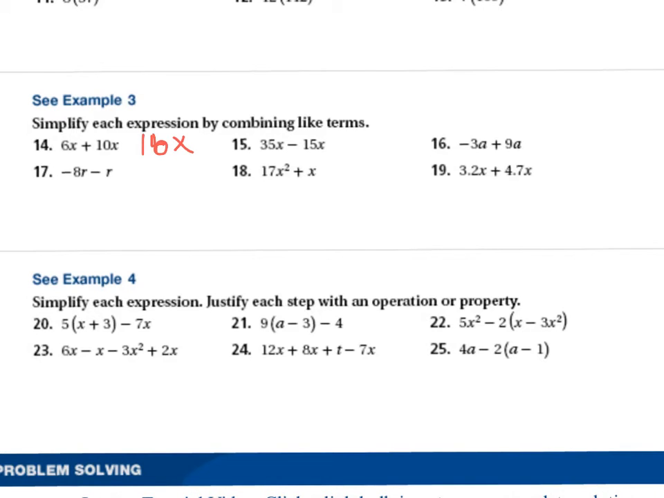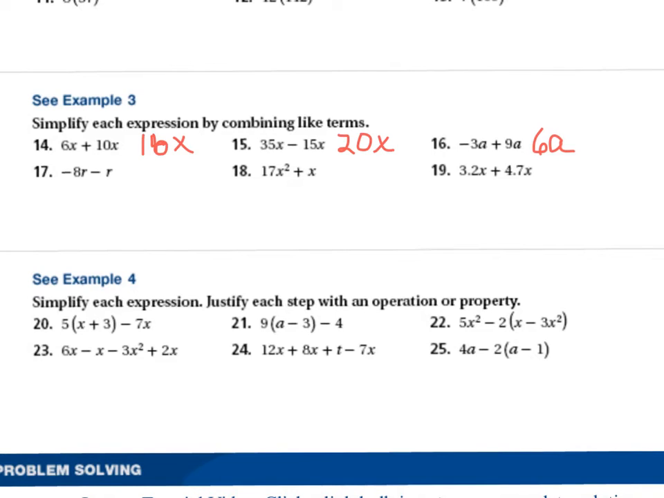The next one, 35x minus 15x. I have 35 of these things, I take away 15, I have 20 of them, 20 x's. Number 16, I have negative 3 a's and I have 9 a's, and if I add those together, I get a total of 6 a's.